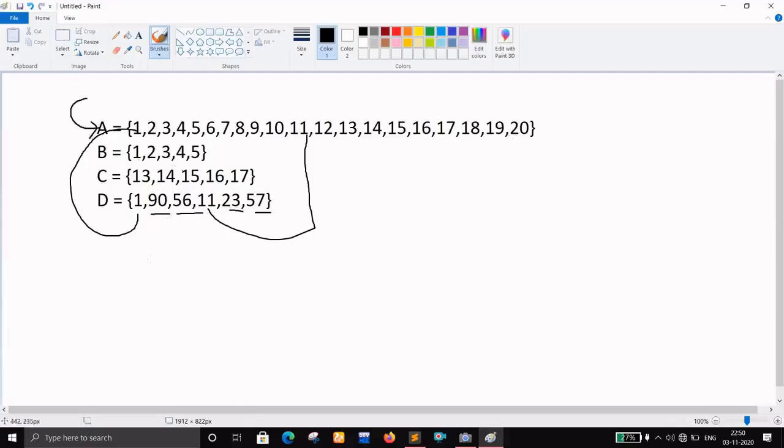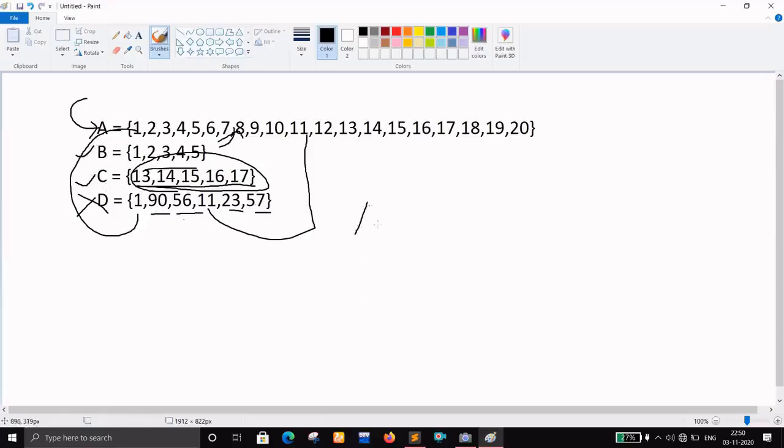So that means we cannot say D is a subset of A, because in order to be a subset of another set, each and every element inside the set must be present in that other set, right? So 1, 2, 3, 4, 5 is present, 13, 14, 15, 16, 17 is present, but 90, 56, 23, 57 are not present. That's why D is not a subset. B is a subset of A, and C is also a subset of A.